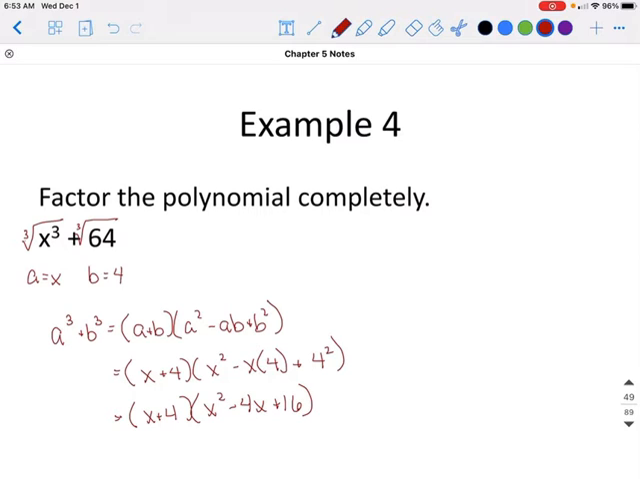Now we do need to check at this point to make sure we can't factor this trinomial, but there is nothing that multiplies to give us a positive 16 that adds to get a negative 4, so we are done factoring at this point.